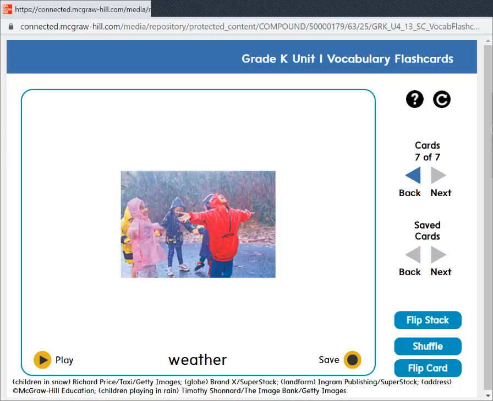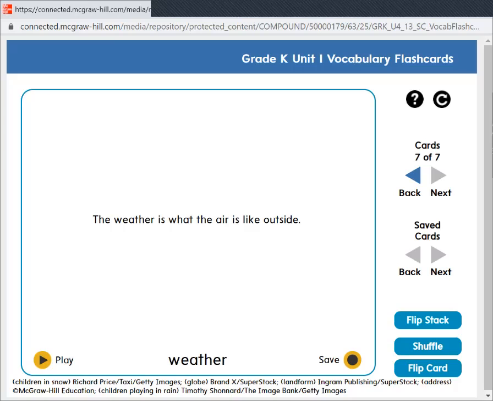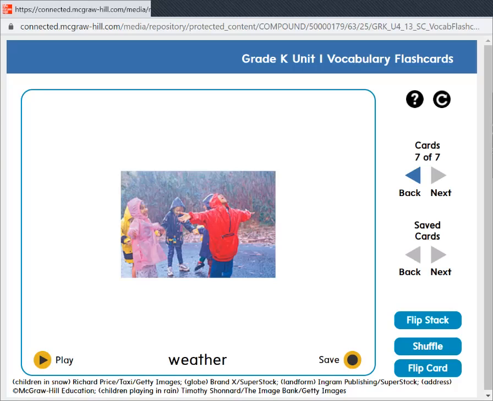All right, our last one is weather. Look at these kids. How is the weather in this picture? It looks rainy, doesn't it? Weather. The weather is what the air is like outside. So the weather here is rainy. Sometimes it's hot, right? We saw snow in the other picture. So the weather is how the air is outside.